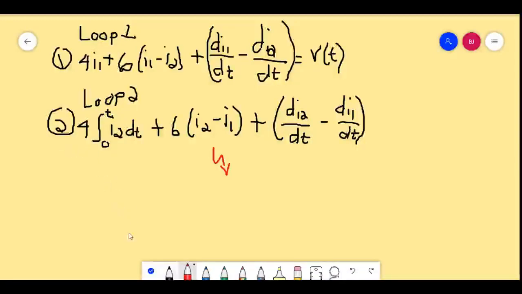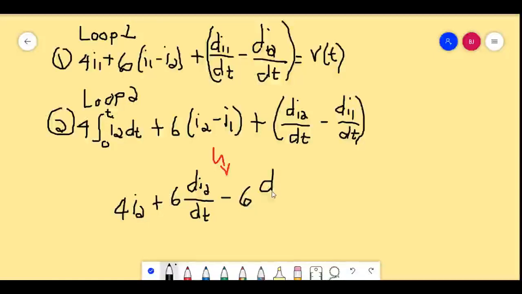So we find the derivative of this one. So this will just cancel out. So what we'll have is 4I2. So the derivative or the integral has been removed. Then we have to find the derivative of this one. And because derivatives are linear, we would have 6 di2 over dt minus 6 di1 over dt.